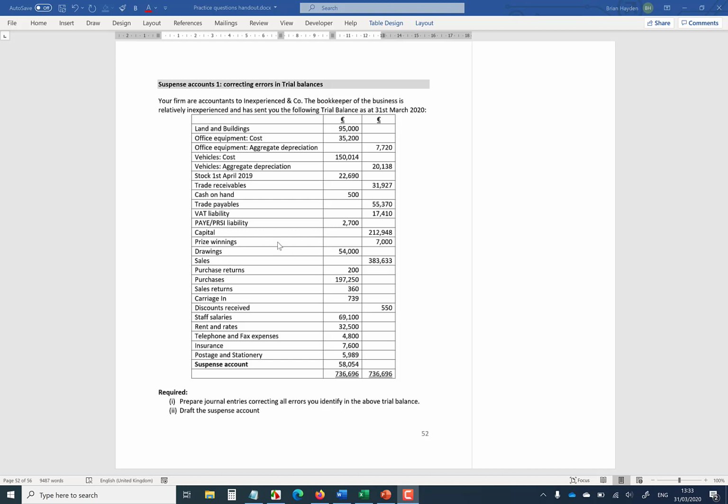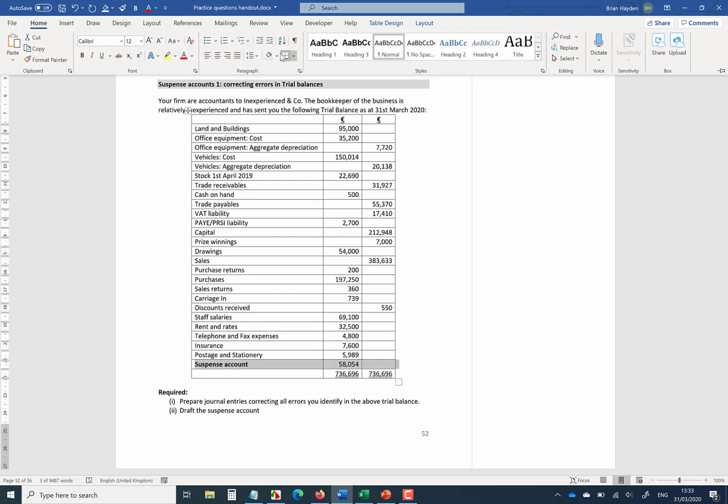So in this video I'm going to go through the first introductory level question on suspense accounts, and the objective of this is to look at correcting errors in trial balances. So what we have is a trial balance for a business, and the business is appropriately named Inexperienced and Company. And I suppose the big thing is that the trial balance, as you can see here at the bottom, has got a suspense account balance on it. So that's a problem for us.